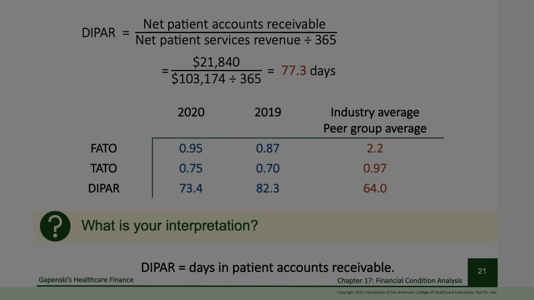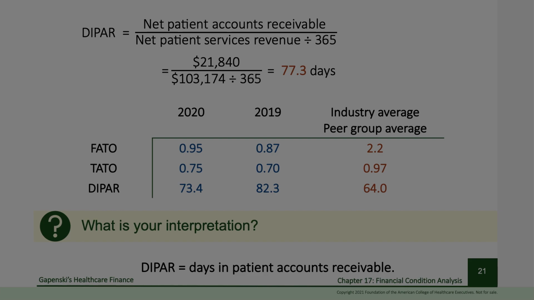So that gives you 77.3 days in the case of Riverside, and on this slide it is written wrongly. It should be 77.3 days here. It's written 73.4, but in any case, it is more than the industry average. So this means that Riverside is not doing as well as the average hospital in collecting its receivables. You want fewer days in accounts receivable. You want to be able to collect your revenues faster.